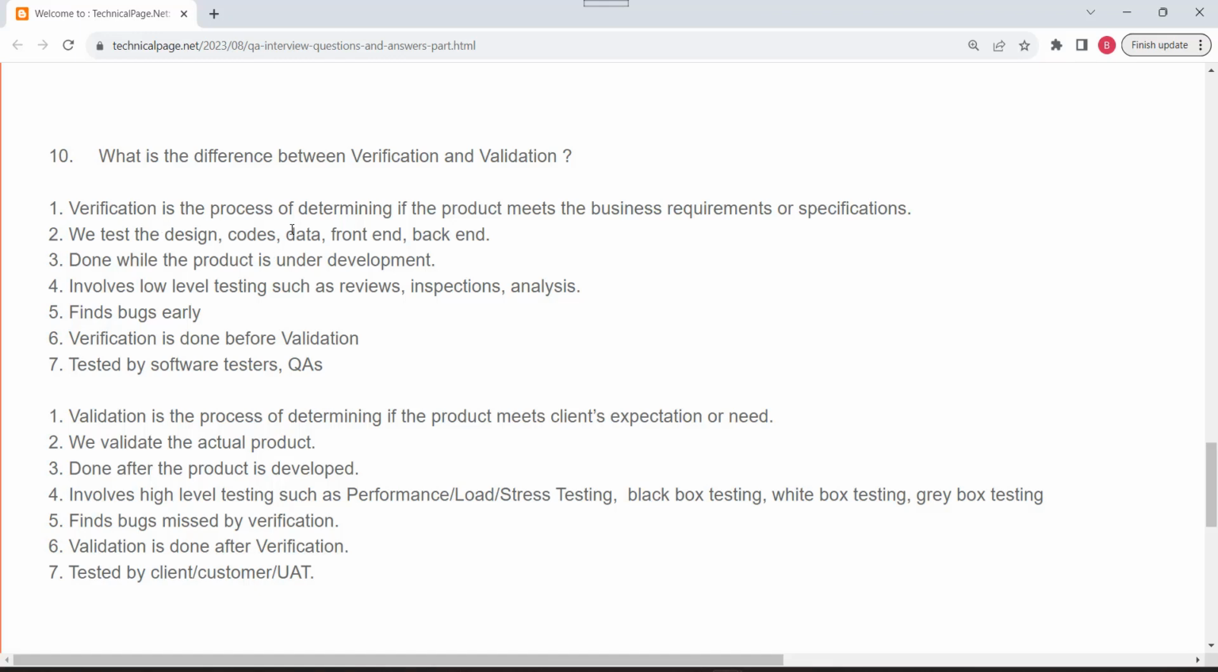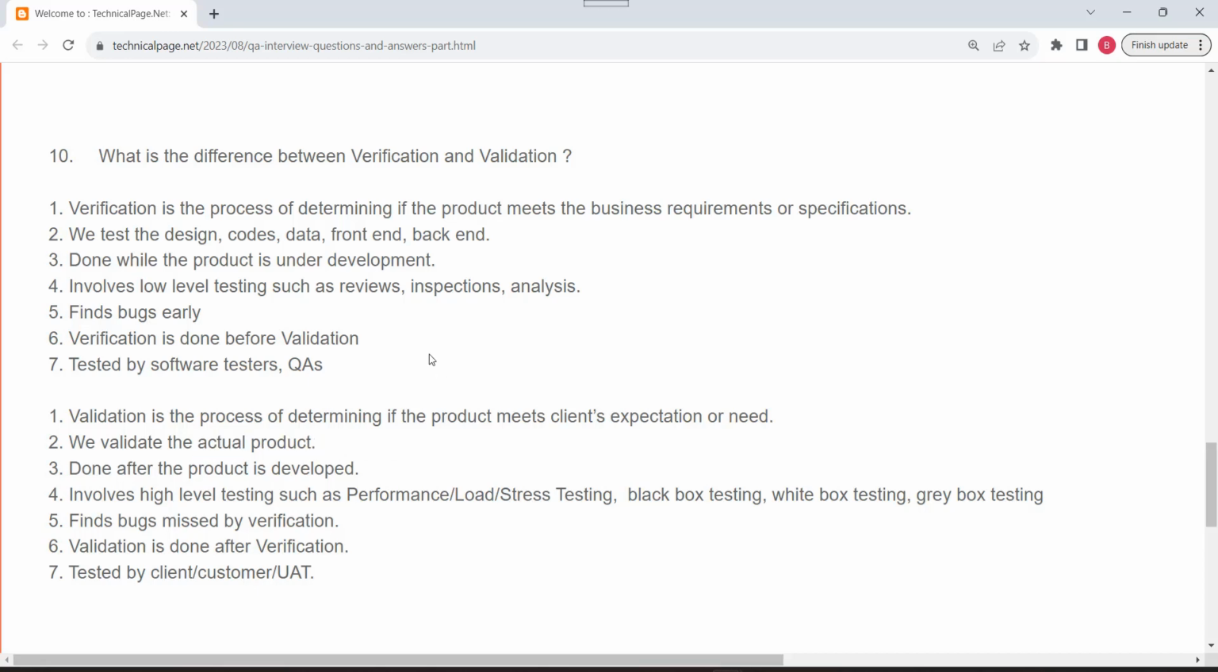Verification is the process of determining if the product meets the business requirement or the specification, whereas validation is the process of determining if the product meets the client's expectation or need. The second point is we test the design, codes, data, front end, back end, and so on in verification. In validation, we validate the actual product.